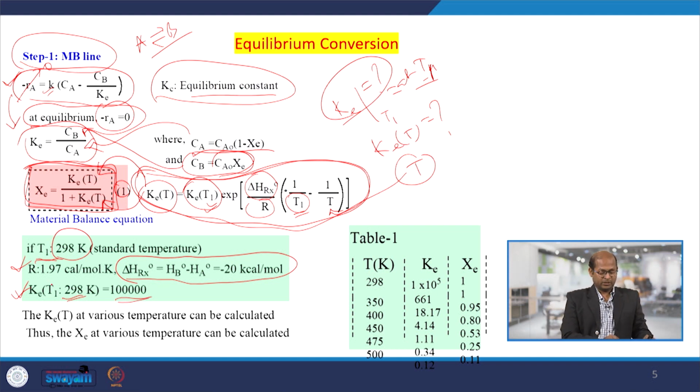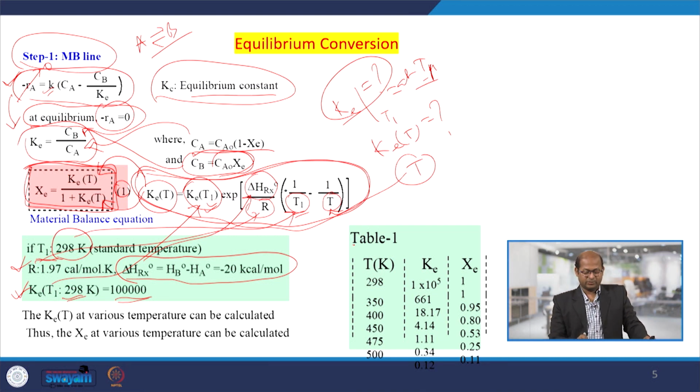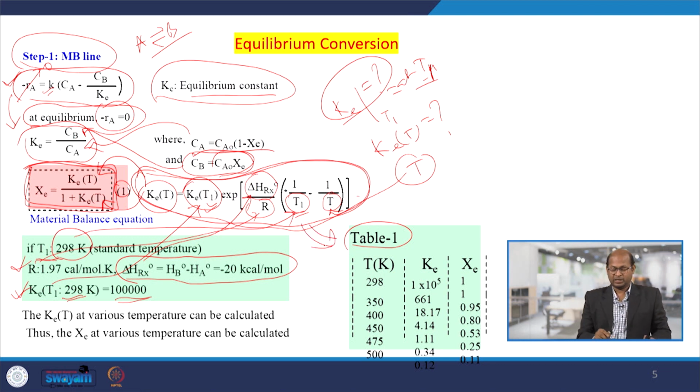So, this Ke value at temperature 298 is given, T1 is 298, the heat of reaction for this reaction is given, and the R value is given. Then we have to vary the temperature, and one table has been generated from these equations. To find Ke, first we put 298 here along with the other components, and then we get the Ke value.